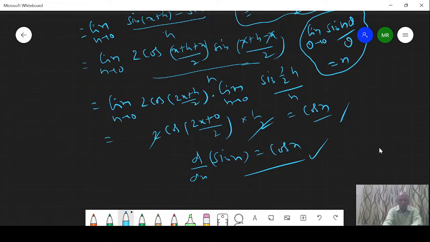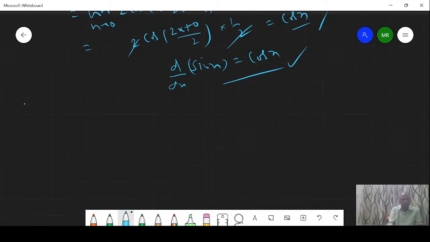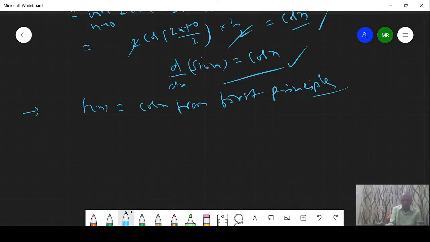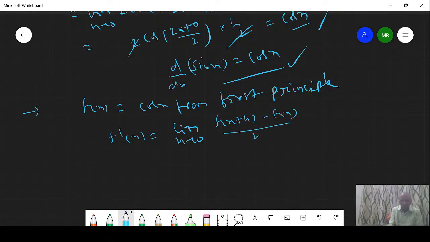The next one. Find the derivative of cos x. Suppose they are given f of x is equal to cos x, from first principle. They are asking to find it using first principle. Same thing, you can write f dash x is equal to limit h tends to 0, f of x plus h minus f of x by h. Same formula I can write.